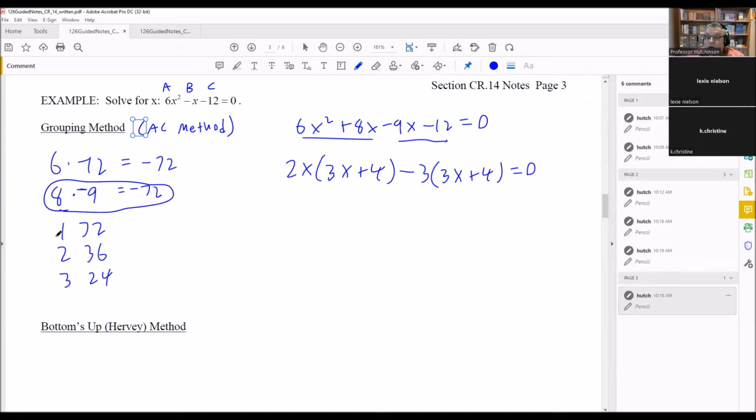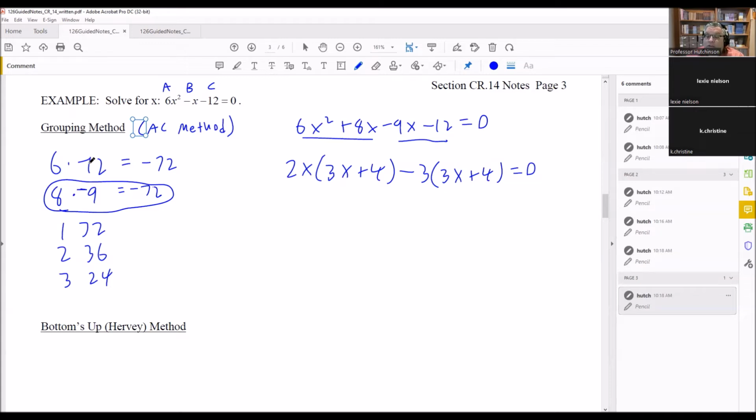So 6 and 12 doesn't work, 1 and 72, 2 and 36, 3 and 24. None of those can be added together in any kind of way to give you a negative 1. So the only one that does work is 8 and 9. Now, because the 72 is negative, that means one of these 2 numbers has to be positive and one of them has to be negative. We choose purposely to put the negative on the 9 because I want that to add up to be negative 1. If I put the negative on the 8, then it would be 9 minus 8 would be positive 1, but I want it to equal negative 1. So that's purposely why I chose to put the negative on the 9.